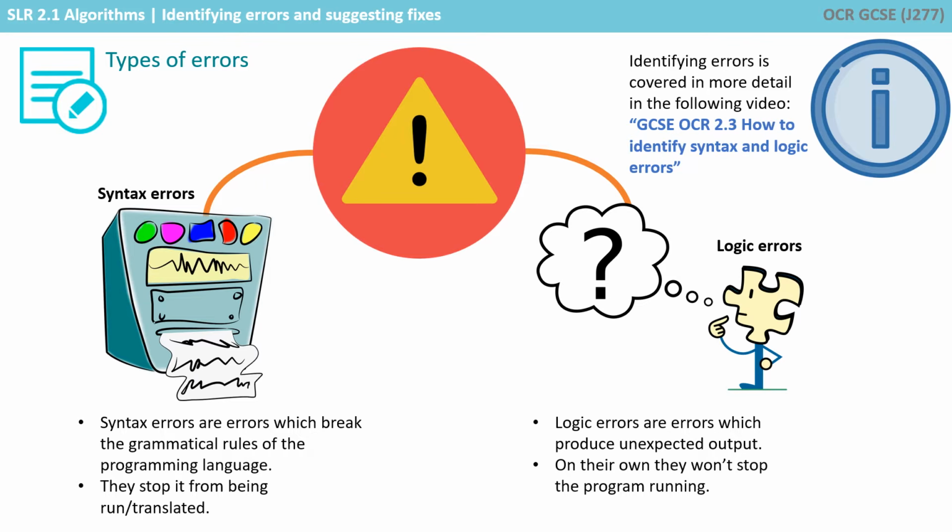Logic errors are errors which cause your program to produce unexpected output. On their own, they won't stop a program running, so they can often be harder to spot. There is actually a third type of error known as a runtime error, but these are beyond the scope of the GCSE specification. We will be covering errors in more detail in a later video under topic 2.3.